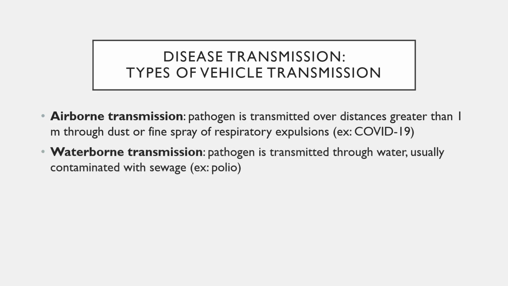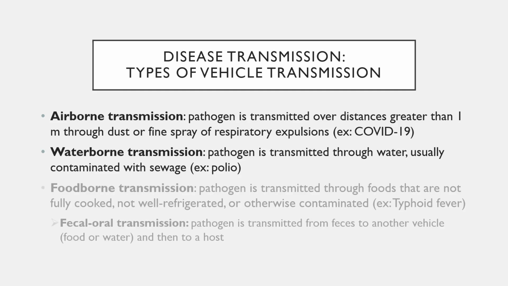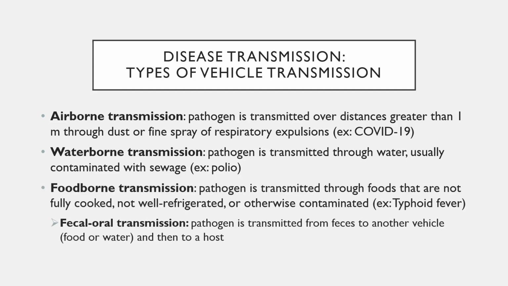Waterborne transmission is where a pathogen is transmitted through water, usually water that has been contaminated with sewage. And as we mentioned, polio is an example of a disease where waterborne transmission comes into play. And then finally, foodborne transmission is where a pathogen is transmitted through foods that are not fully cooked, not well refrigerated, or otherwise contaminated. For example, typhoid fever caused by the bacterium Salmonella typhi can be transmitted in a foodborne manner.